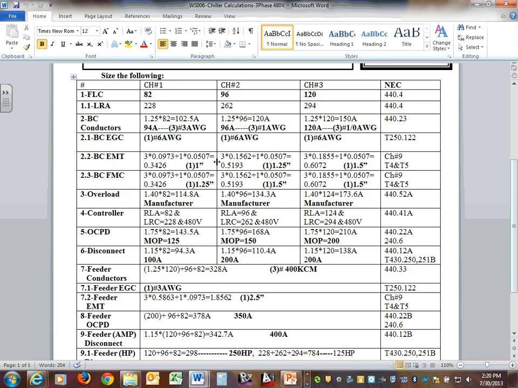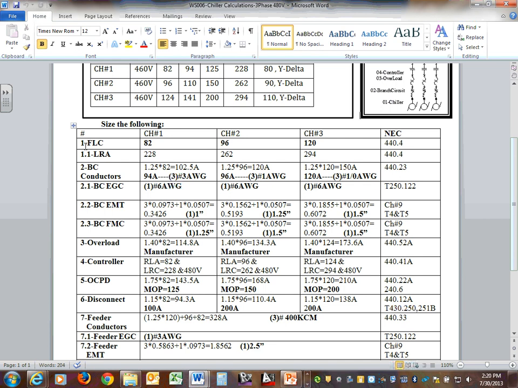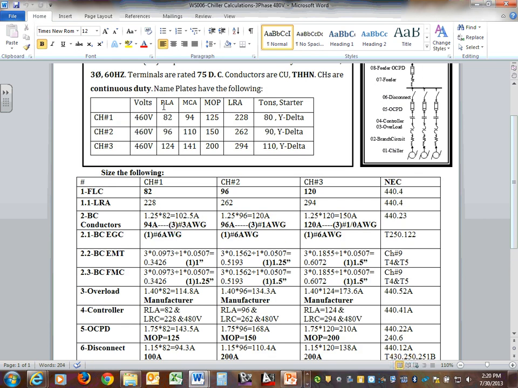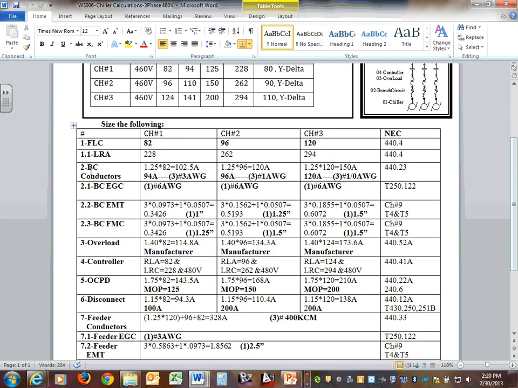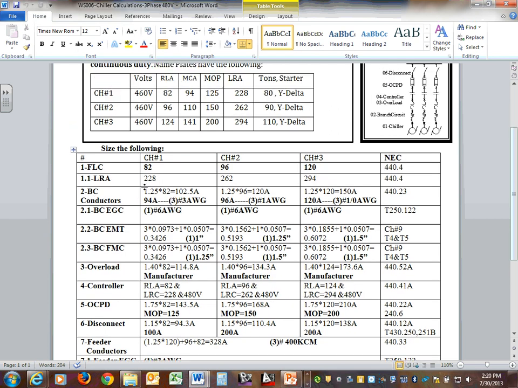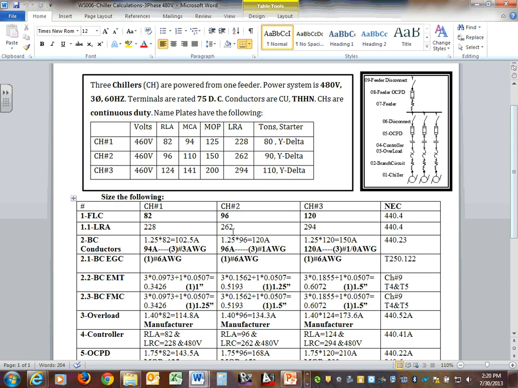Now the calculation right in here. The first one is finding the full load current. Full load current is given, or rated load amps, right in here. And 440.4, guys, I have the references for you. It tells you where it says that it has to be on the nameplate. Cool. And then locked rotor amps is given right underneath it. I copied them directly from right in here. And then I went to the branch circuit conductor. The branch circuit conductor, I did calculation.